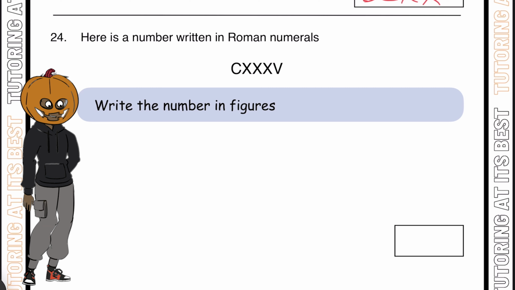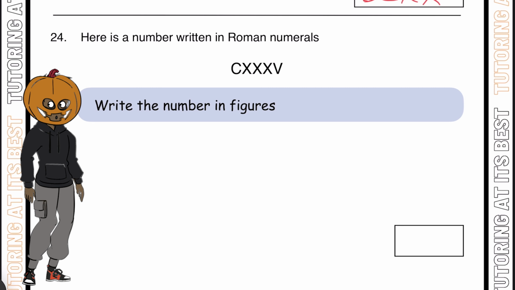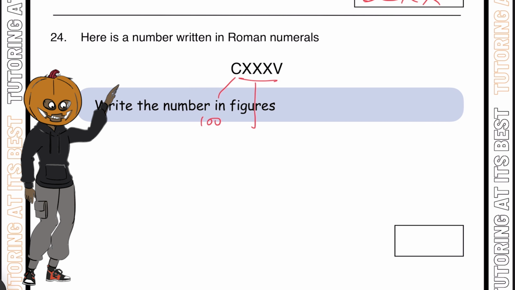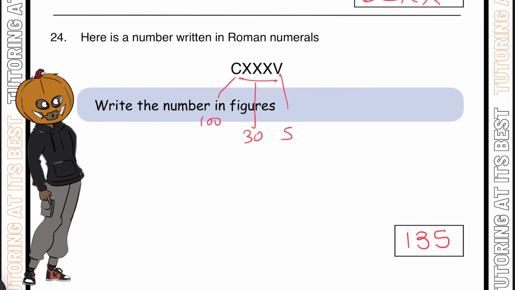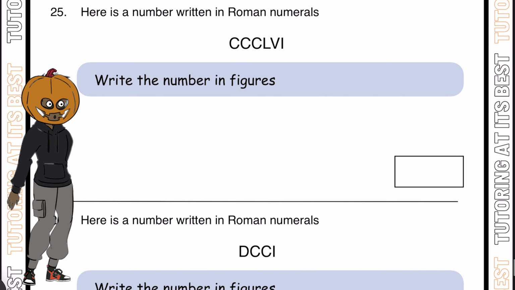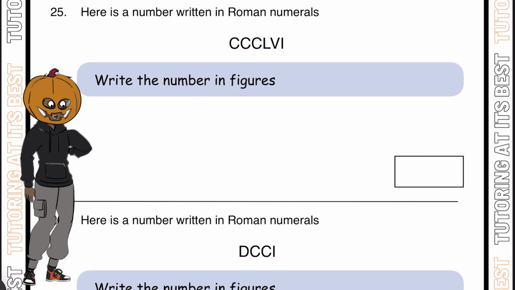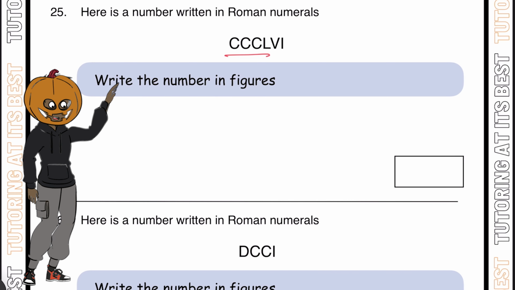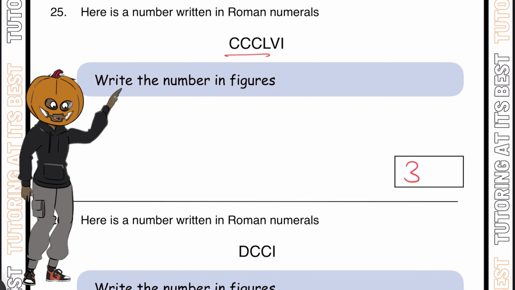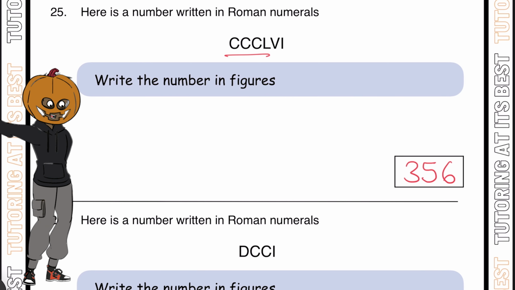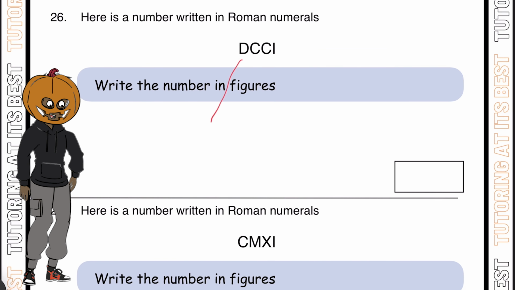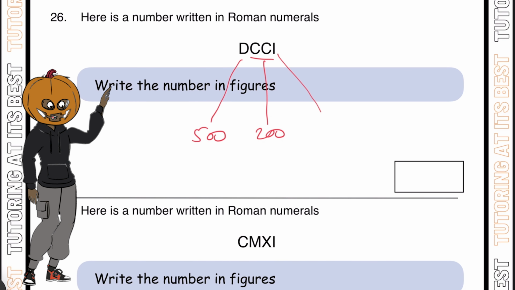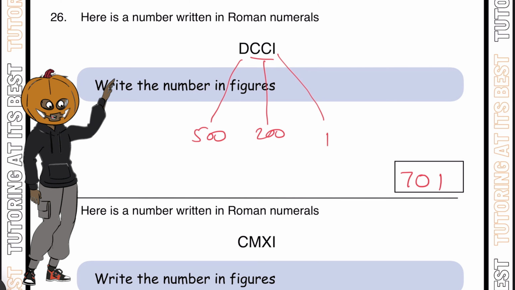And for 24, write the number in figures. So we have 100, we've got 3 X's, so that's 30, and we have 5, so that's 135. Okay, question 25. Remember, pause the video at any given time. So the number in figures, we've got 3 C's, so that's 300. We've got L, which is 50, and VI, which is 6. And for 26, DCCI. So we know D is 500, 2 C's are 200, and I is 1, so that is 701.